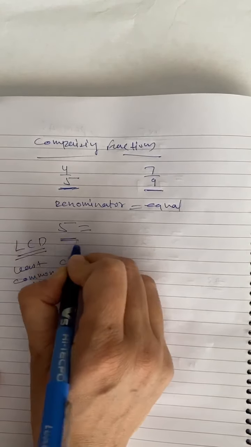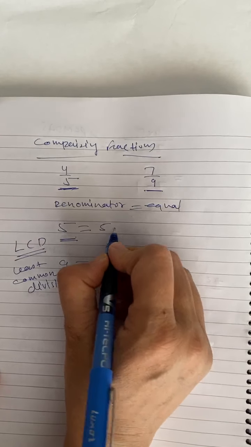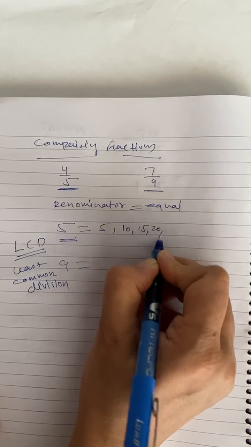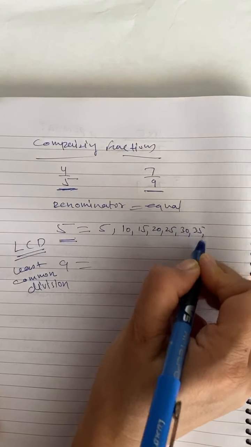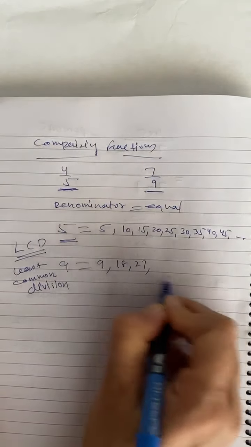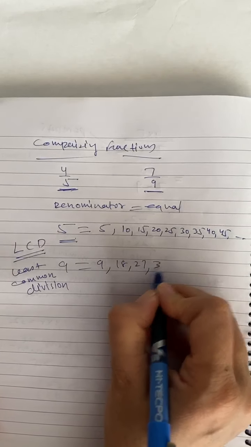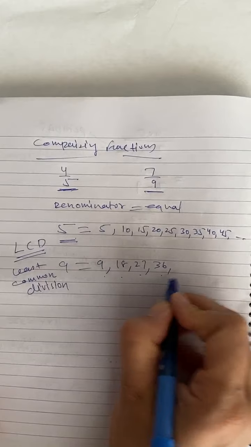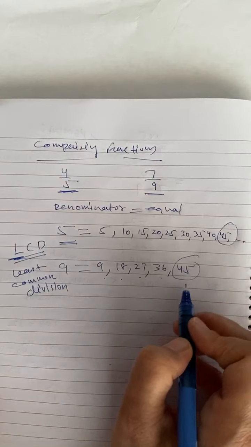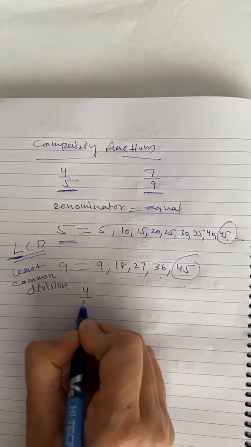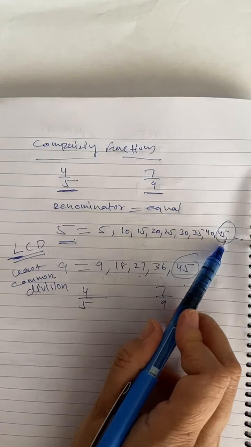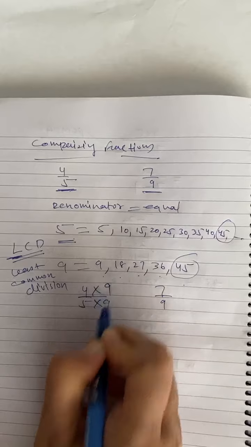So now here, to do that, I know this is 5 and the next number, we need to find the multiples of 5. So 5, 10, 15, 20, 25, 30, 35, 40, 45 and so on. And here I will find the multiples of 9. So 9, 18, 27, 36 and 45. So you can see that the first one, least means the first common multiple which you see here, 45. Which means what I need to do here is to make the denominator same. So 5 times 9 gives me 45. So multiply by 9, multiply by 9.